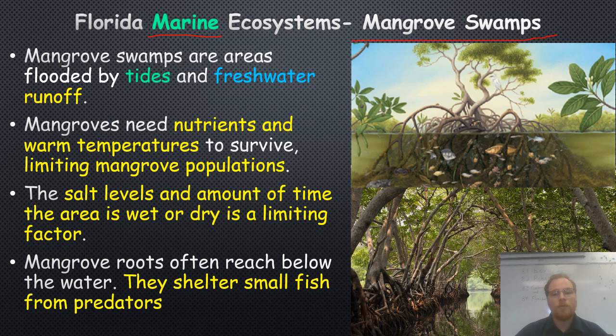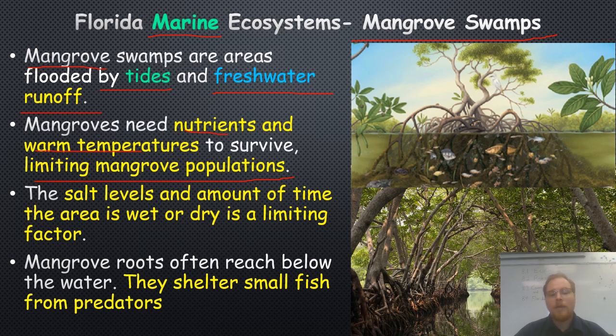Now, finally, one of the most important ecosystems in the marine system of Florida is mangrove swamps. Some of you might have heard of these, but mangrove swamps are very important for Florida ecosystems because they're swamp areas that are flooded by tides and have freshwater runoff. These mangrove swamps can be in estuaries or in things like wetland areas. These different ecosystems are blending together, and there are no clear-cut boundaries. But mangroves need nutrients and warm temperatures to survive. So temperature and nutrients are a limiting factor for mangroves.